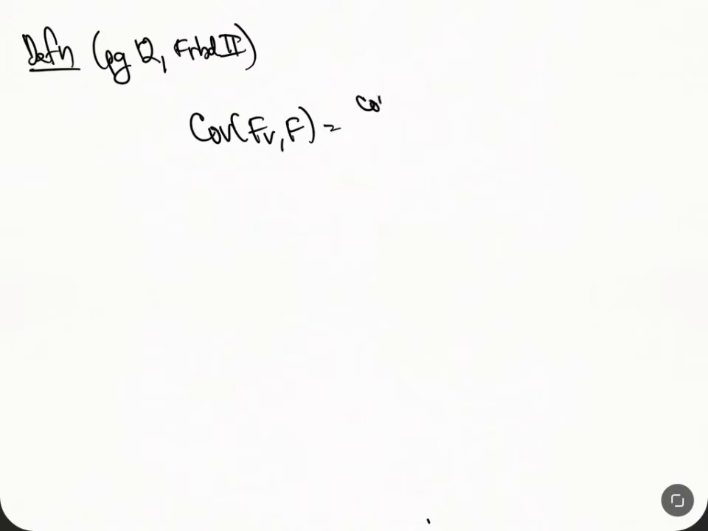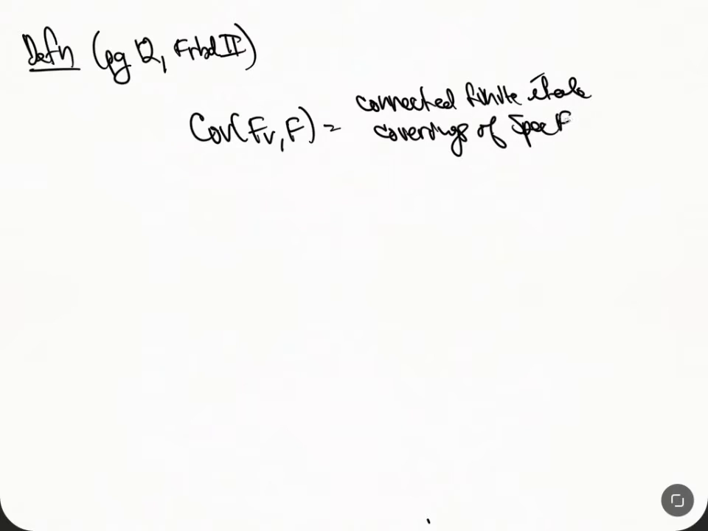So, definition. This is page 12 of Geometry of Frobenioids 2. Still the same thing. What we're going to do is define these covers, and these are going to be connected finite tall coverings of Spec F_v with a localization map.